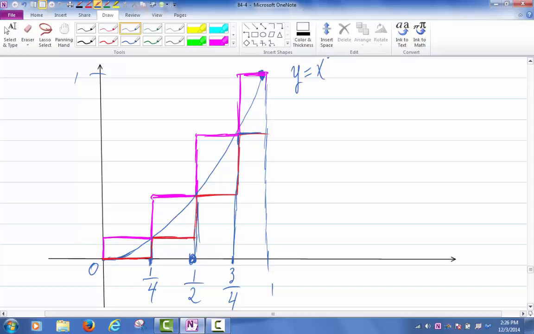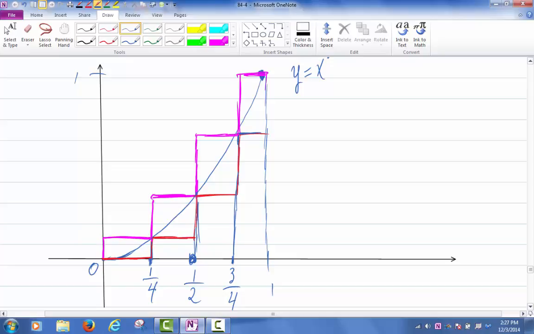So what's R4? R4 is the total area of the magenta rectangles, and if I were to estimate the area below the graph of x squared above the interval from 0 to 1 by using R4, I am getting an overestimate, right? Everybody realizes that?